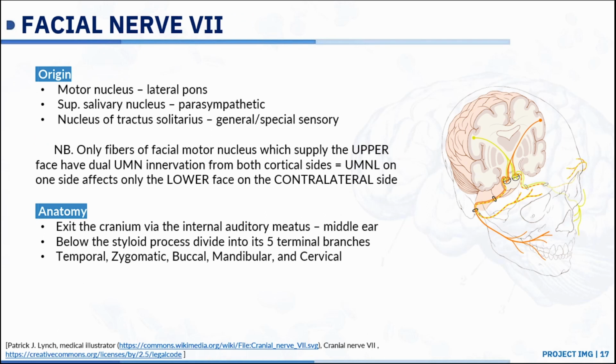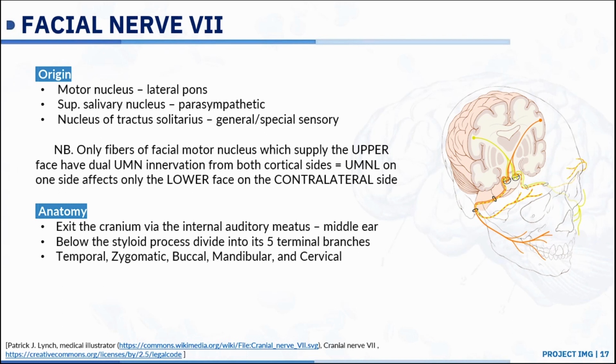Facial nerve, cranial nerve 7. Origin: motor nucleus in the lateral pons, superior salivatory nucleus parasympathetic, nucleus of tractus solitarius general and special sensory. The only fibers of the facial motor nucleus which supply the upper face have dual UMN innervation from both cortical sides. A UMNL on one side affects only the lower face on the contralateral side.